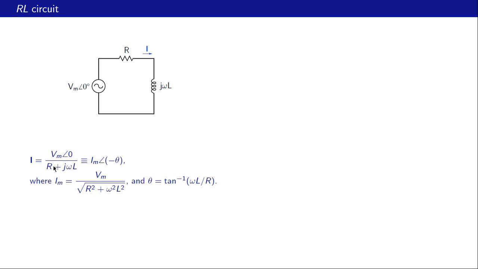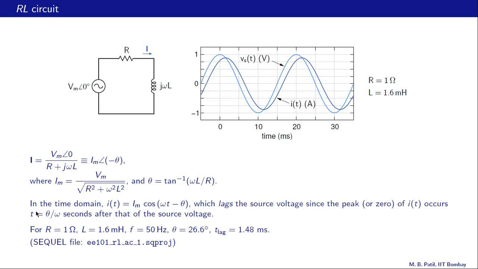We can write this phasor current as Im angle minus theta, where Im is the magnitude of this expression, and that is simply Vm divided by the magnitude of the denominator, which is square root R squared plus omega squared L squared. The angle of the denominator is tan inverse of omega L by R, and the angle of the numerator is 0. So the net angle of I is 0 minus tan inverse of omega L by R. That is how we get this minus sign. So theta here is tan inverse of omega L by R. In the time domain, we have I of t equal to Im cos omega t minus theta, with Im and theta given by these expressions.